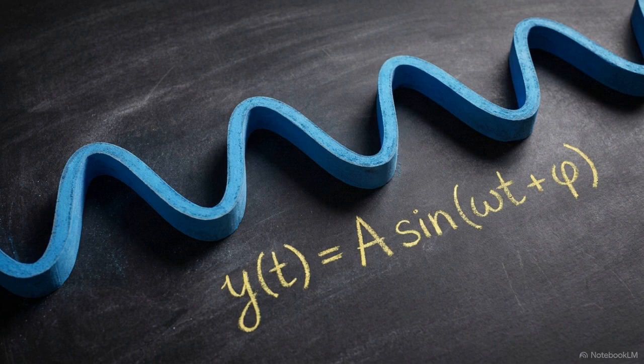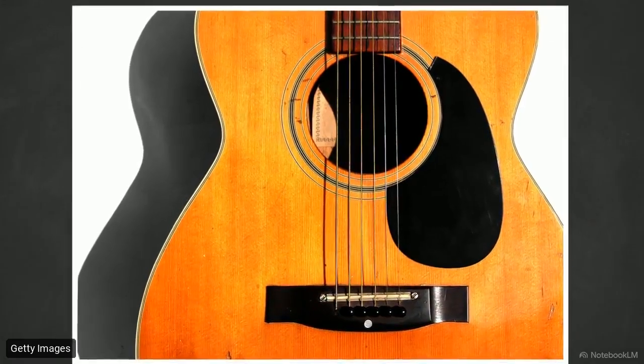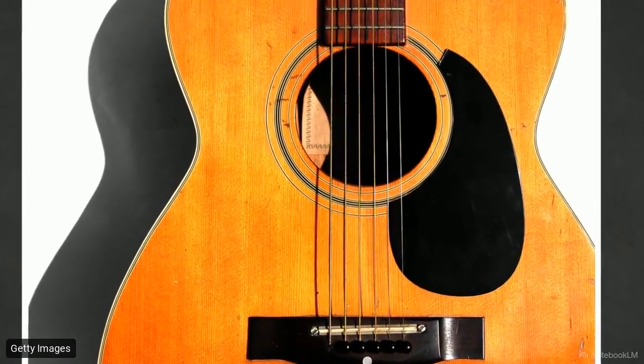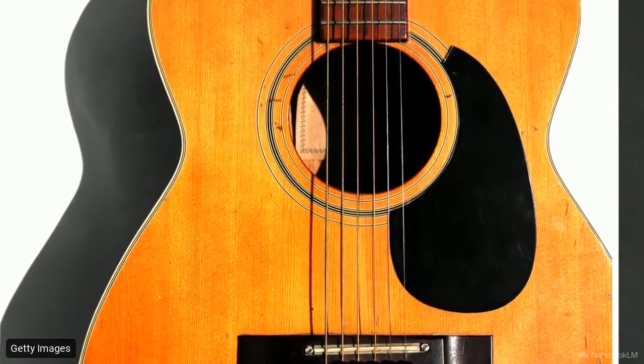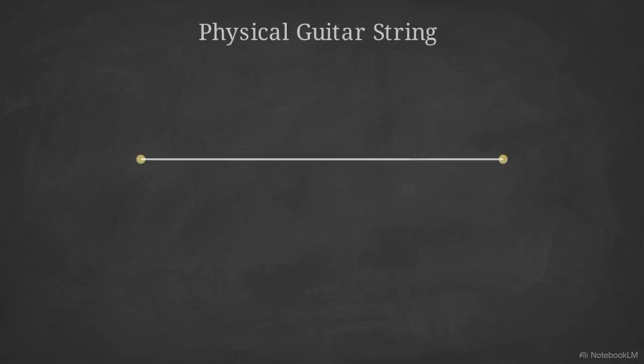By combining all these variables, we get the master signal equation. Y of t equals A times the sine of omega t plus phi. This single equation is the complete mathematical DNA of a pure tone. A pure mathematical sine wave sounds artificial. To see what makes a real-world musical instrument sound like itself, we look at the acoustic guitar.